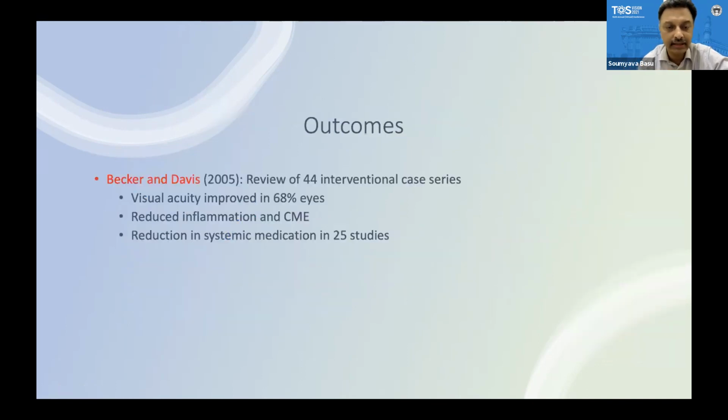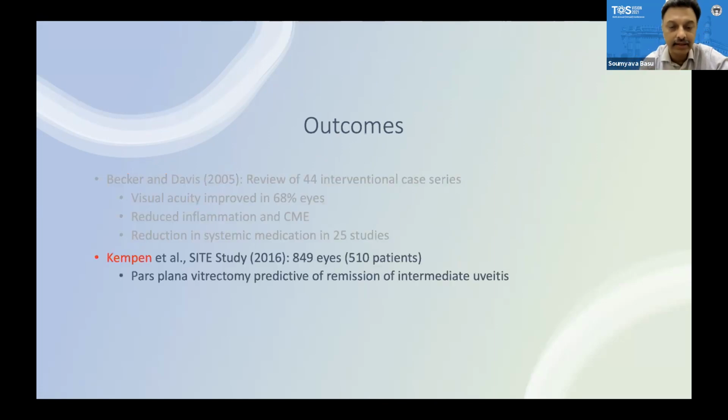Now, some of the studies that have looked at the therapeutic outcomes of vitrectomy in uveitis are this review by Becker and Davis, where they looked at 44 interventional case series, where visual acuity was found to be improved in 68% of the eyes, and there was reduction in inflammation and cystoid macular edema. Then a more recent study on the SITE study data on the predictive factors for intermediate uveitis said that pars plana vitrectomy is one of the important factors that are predictive of remission of intermediate uveitis.